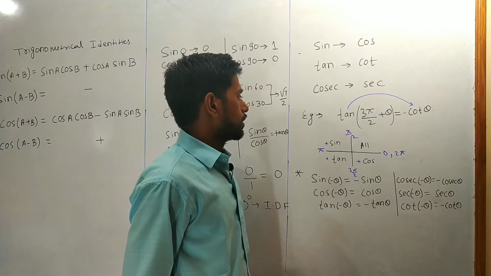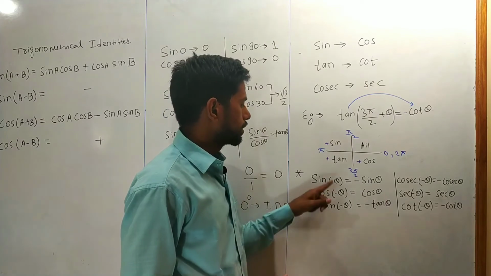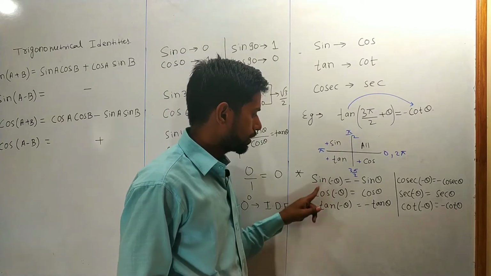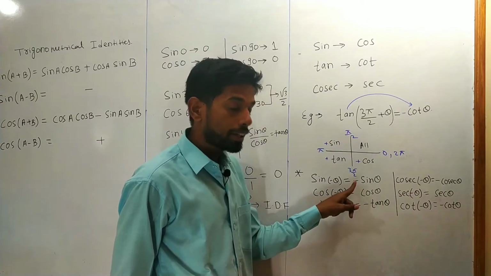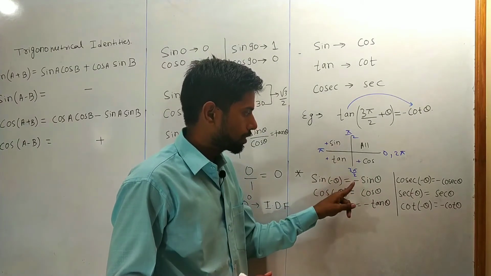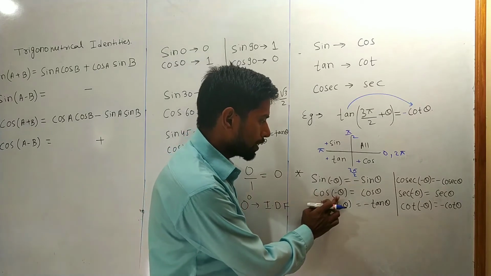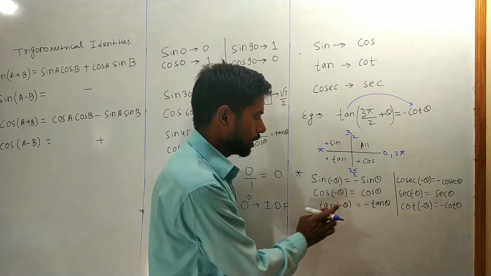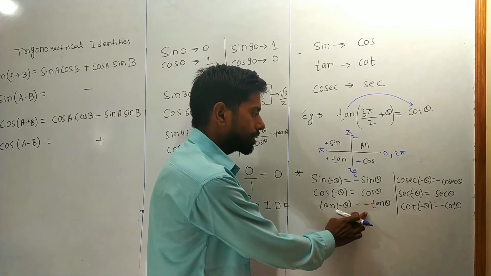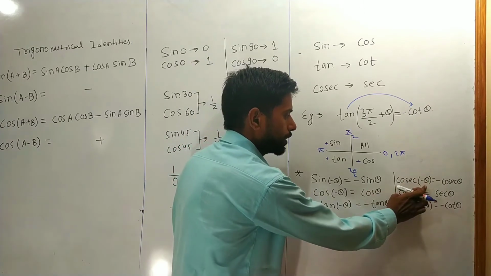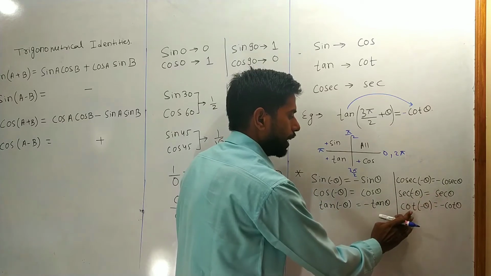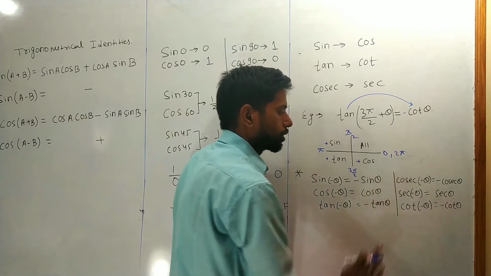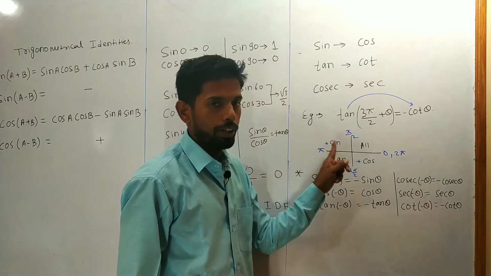Okay, now we'll see some other trigonometrical relations, that is sine of minus theta is equal to minus sine theta. How it comes I will tell you after this. First you see cos of minus theta is cos theta, tan of minus theta is minus tan theta, cosec of minus theta is minus cosec theta, sec of minus theta is sec theta, and cot of minus theta is minus cot theta. How it comes I will explain.